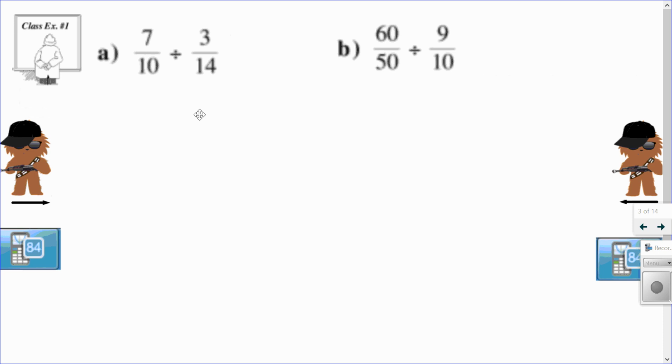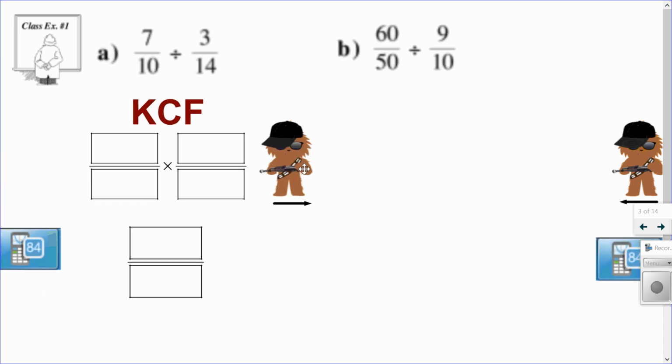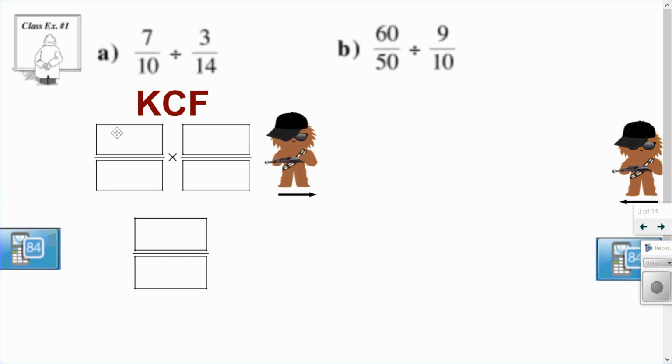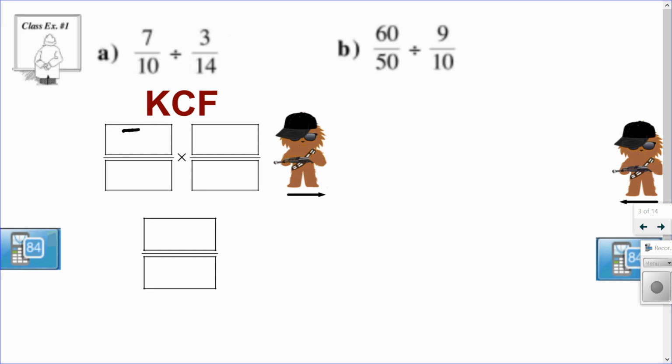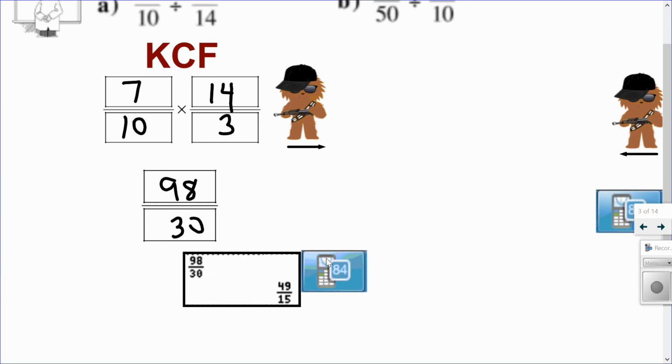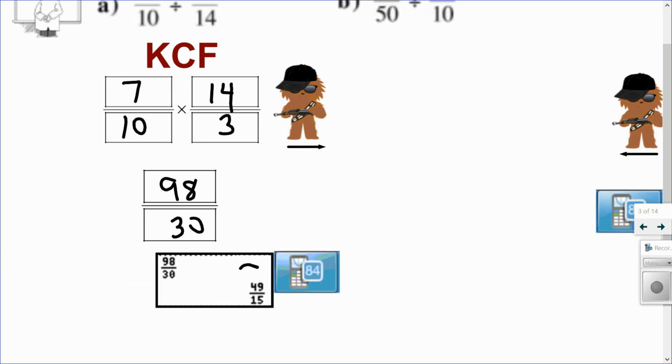So let's try this one. 7 over 10 divided by 3 over 14. So keep Chewbacca fly. Keep the first fraction the same, so it stays 7 over 10. Change division to multiplication and flip the second fraction, 14 over 3. And now, in one step, it's just like a multiplication question. So I do 7 times 14, so that's 98, over 10 times 3 is 30, and then I just look to see, can I put that into lowest terms? Use your math frac to help you, and 98 over 30 in lowest terms is 49 over 15.